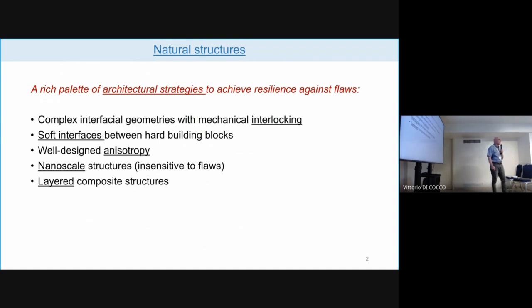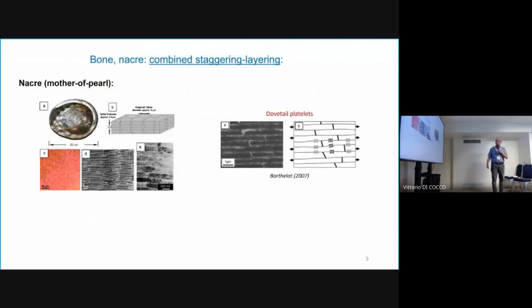This is based on work in the early 2000s by Peter Gumbsch at Max Planck and Huajian Gao also, who claimed at the time that when you have a nanoscale structure, flaws have no influence on them. And then layered composite structures. And this talk will be mostly about layered composite structures.